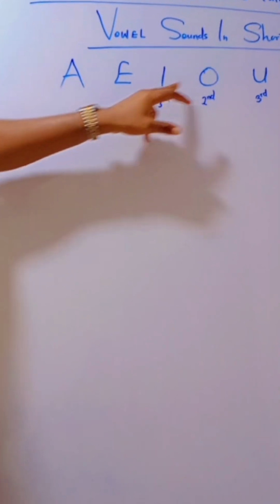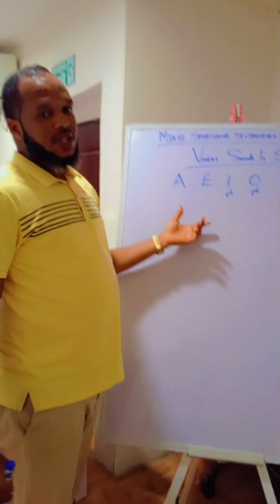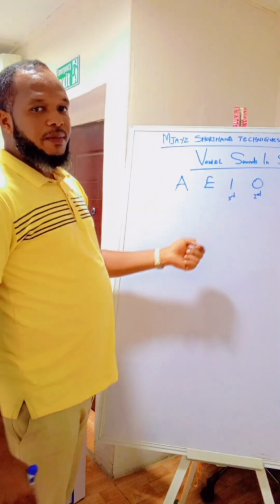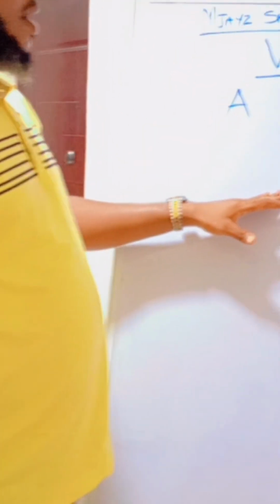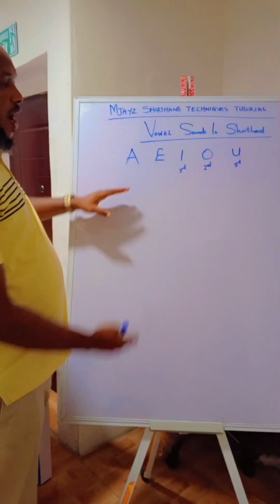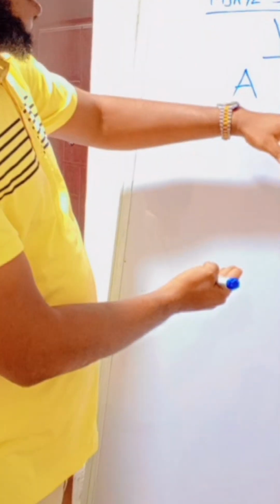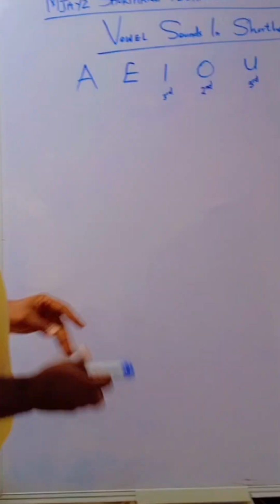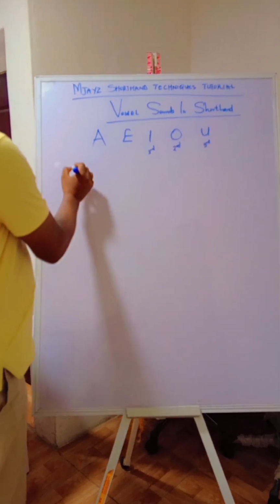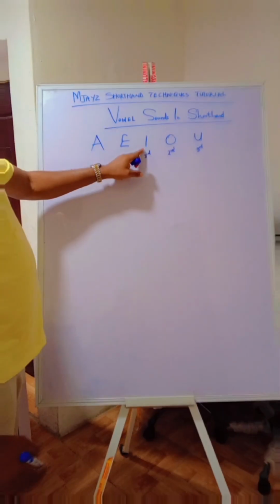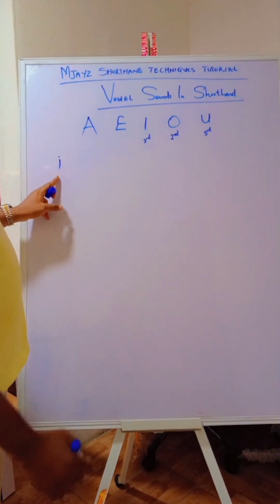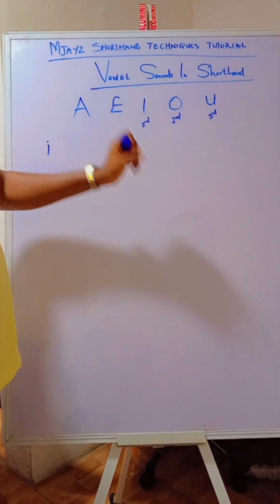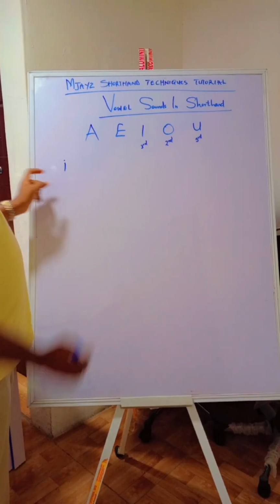A, E, O, U. These vowel sounds have places: first place vowel, second place vowel, and third place vowel. By the grace of God, in our next video, I am going to itemize them differently so that you can know where you belong. Today we'll be looking at the I sound. It is the letter I, but here as a vowel, it sounds as E. So we have the short E and long E, but today we'll be talking about the short E.